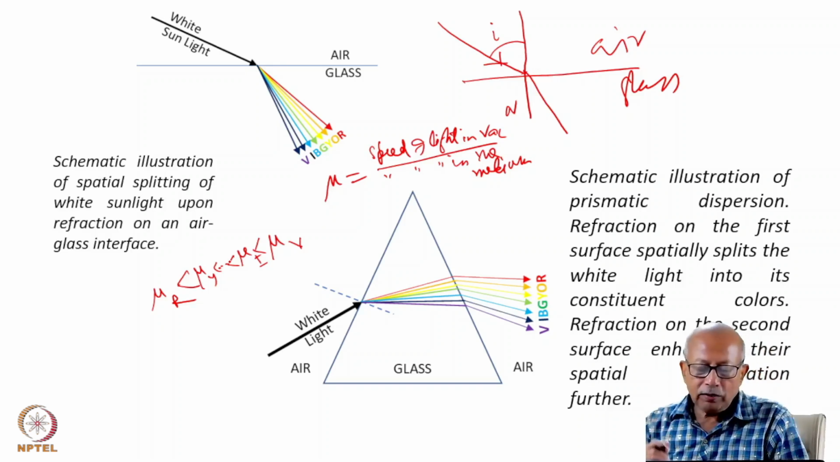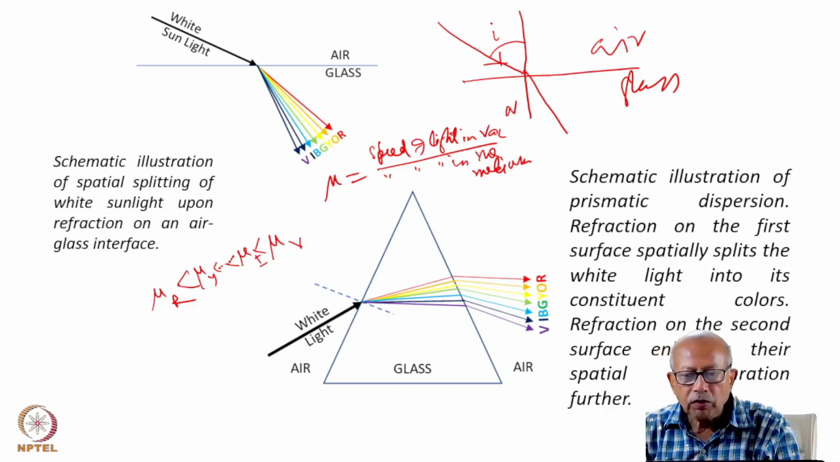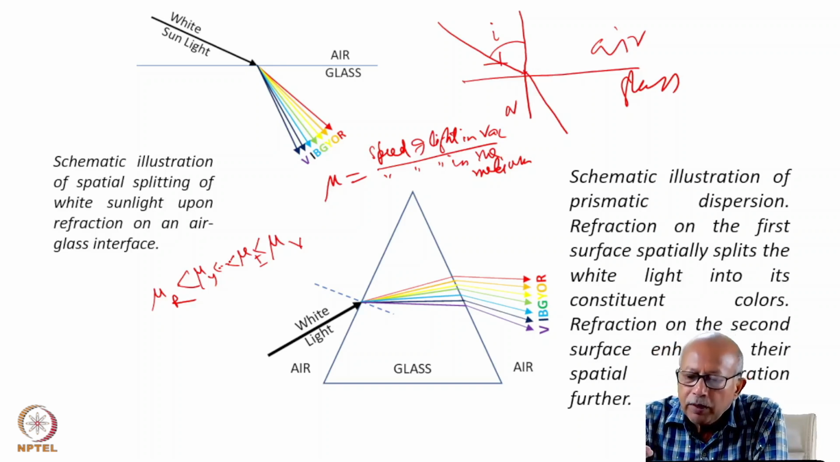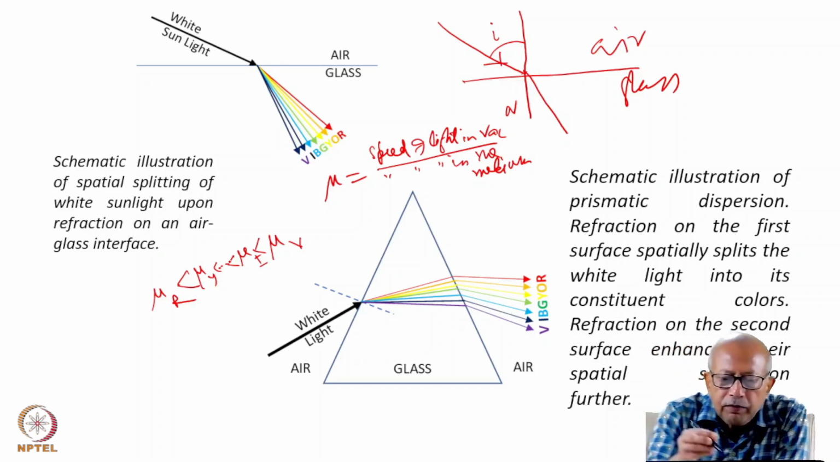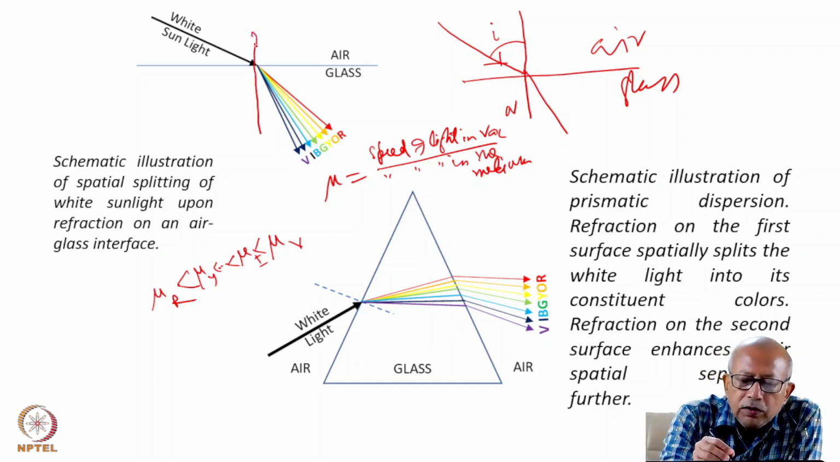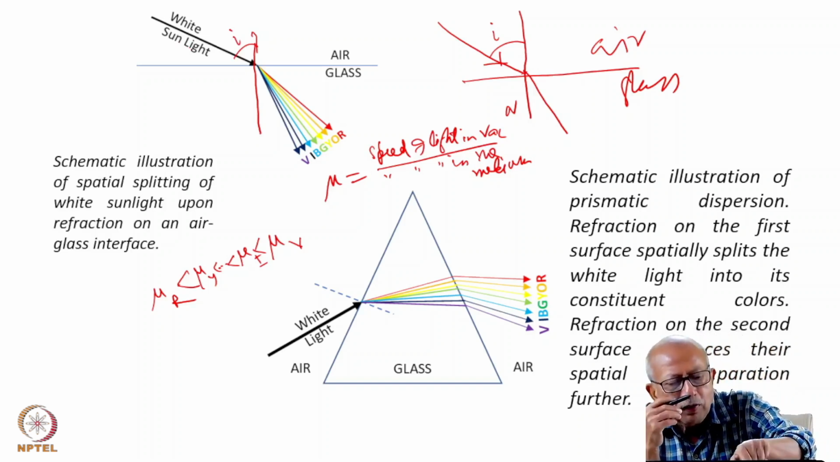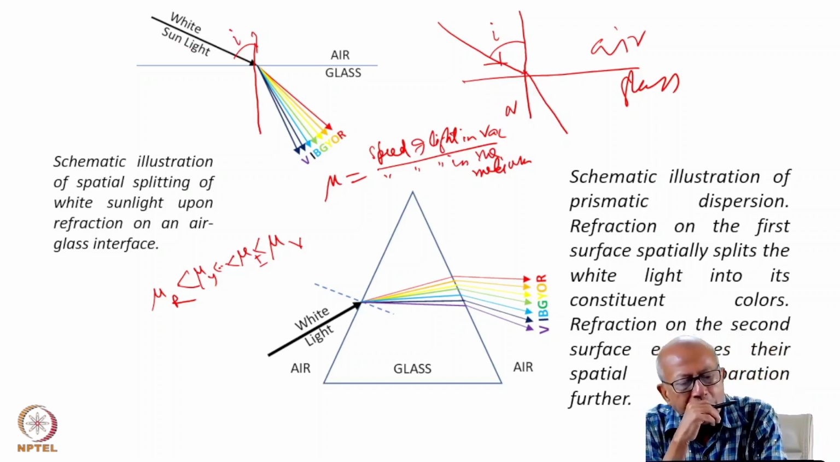So now we will be able to explain dispersion of light. Let us get back to this figure. This is the angle of incidence for the white light. That means all the colors are together and they have made an angle of incidence i.